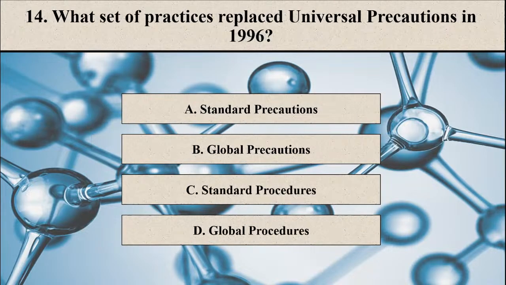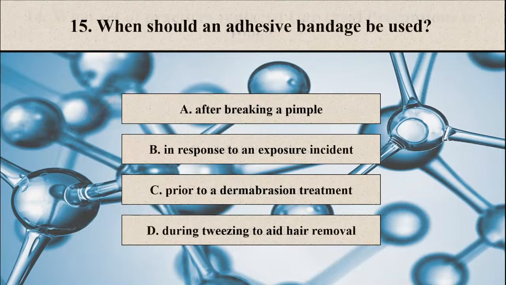What set of practices replaced universal precautions in 1996? Standard precautions, global precautions, standard procedures, global procedures. If you chose A, standard precautions, you are correct.